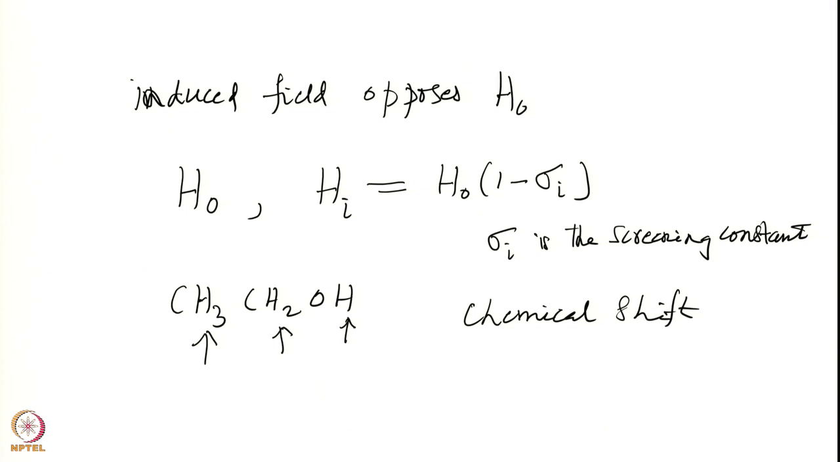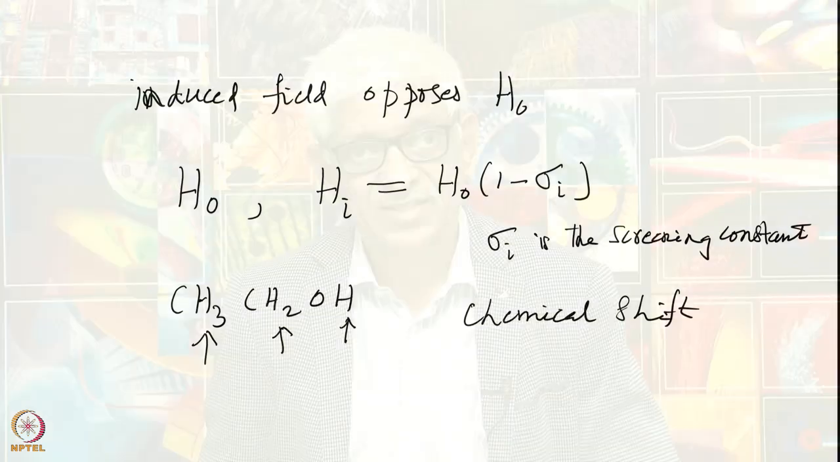Now you will see that this actually depends upon not only the screening constant but also the H0 itself. However, what the chemist or the biologist is interested in is not the H0 dependence but the environment dependence. You want to characterize the sigmas. The sigmas are very characteristic of the electronic environment. Therefore the knowledge about the sigma will give you the knowledge about the structure.